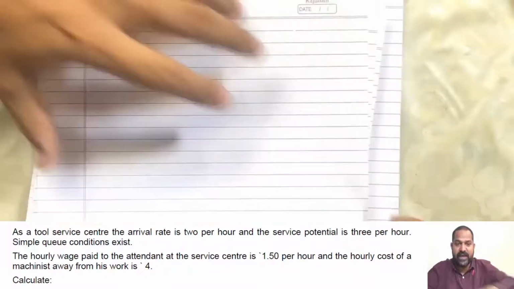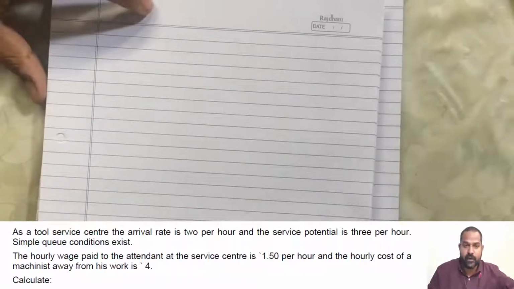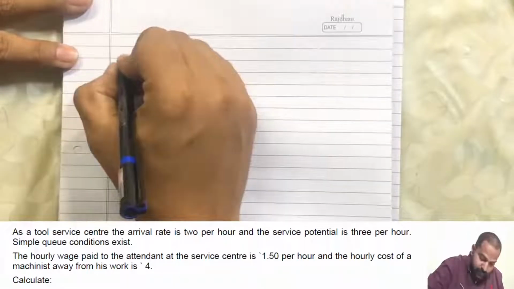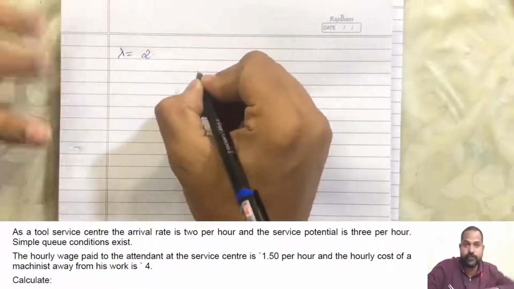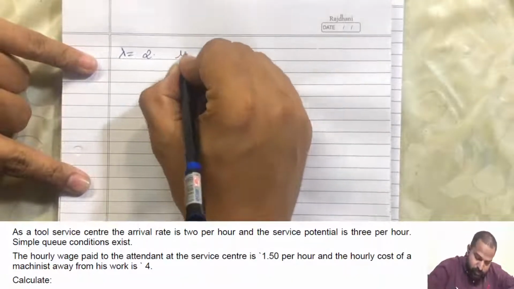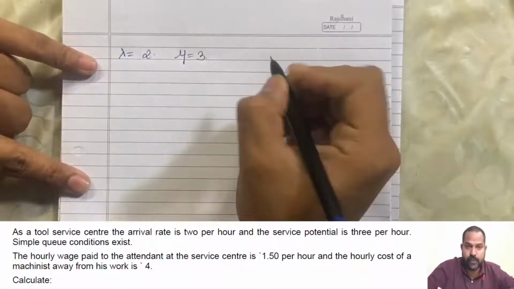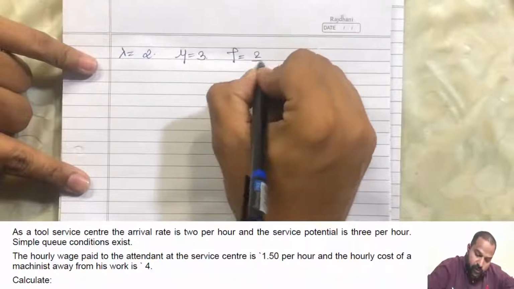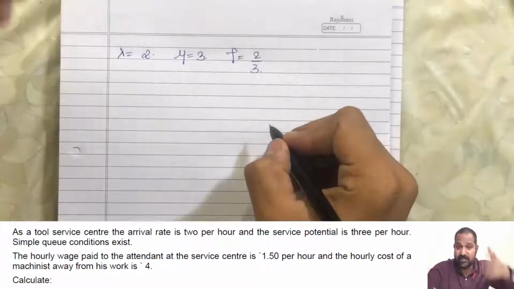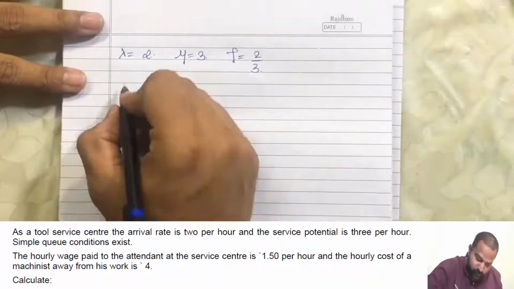So the question says, at a tool service center, the arrival rate is 2 per hour. Arrival rate is lambda. So lambda is 2. And the service potential is 3 per hour. So mu is 3. Immediately rho is 2 by 3. Done. Now before you ask me anything, let me give you everything.